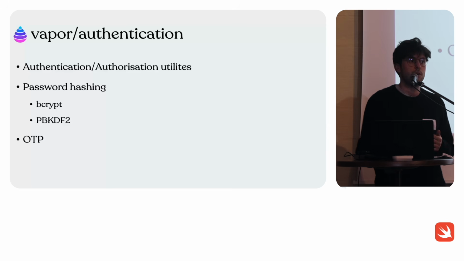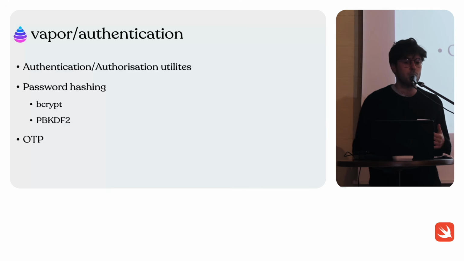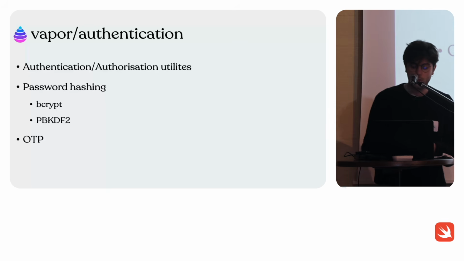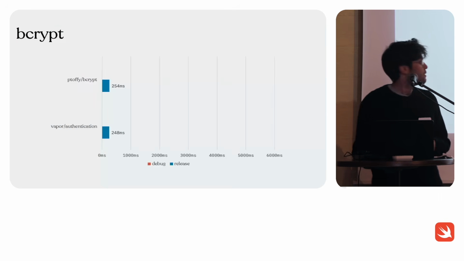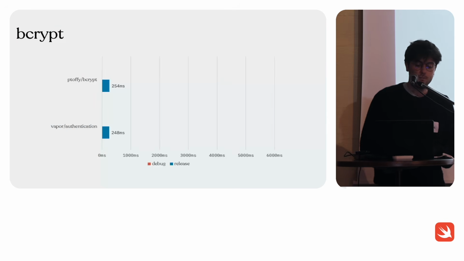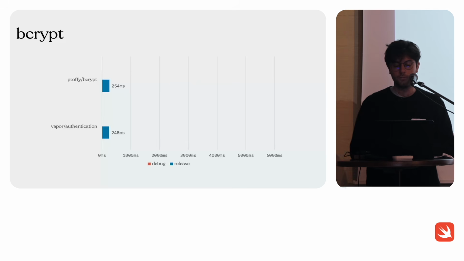So during the winter holidays, I decided to give it the same treatment as JWT and write my own Swift implementation of it. Afterwards, I benchmarked it. This was the initial result, and I was pretty happy with it. It was correct, and it was just as fast as C.